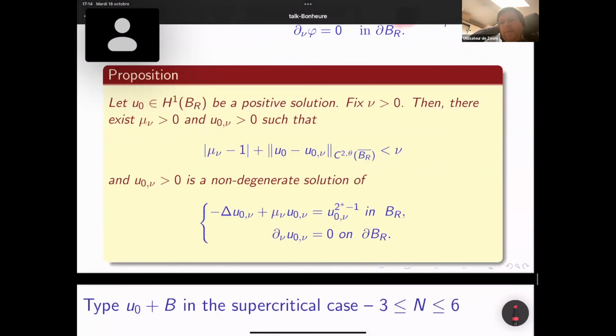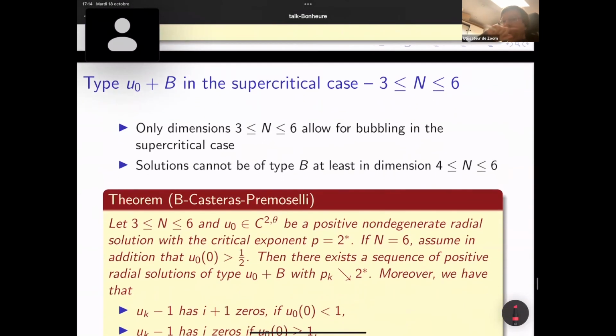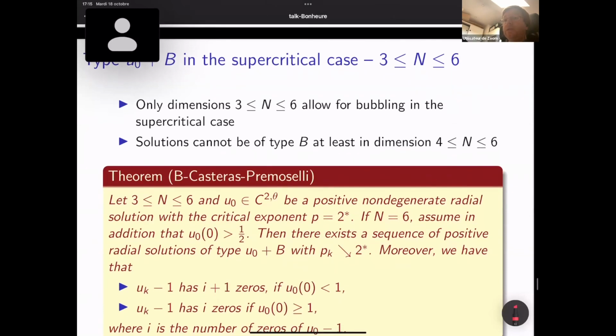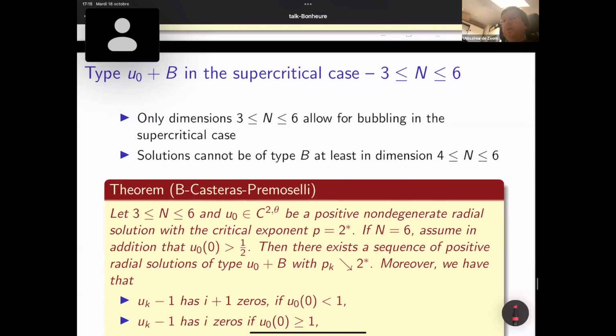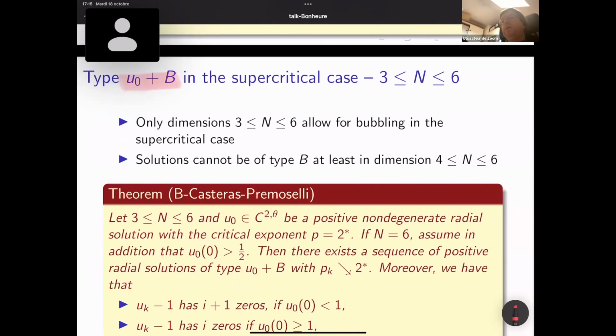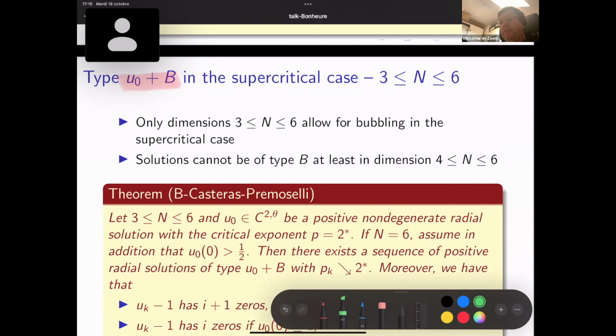Okay. Now, in dimension 3 to 6, you can have bubbling in the supercritical case. Remember that in dimension bigger than 7, you cannot. And you cannot have solution of type B because the weak limit has to be strictly positive in dimension 4 to 6. And so it's natural to say, okay, let's try to prove existence of U0 plus B type solution. And in fact, this exists.